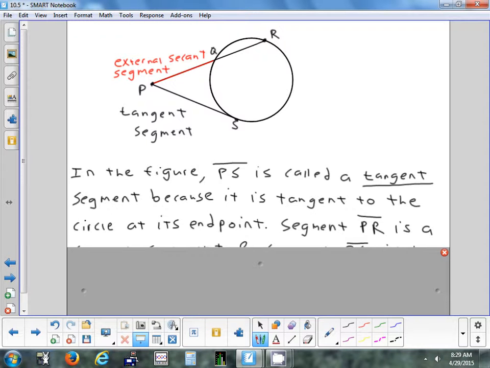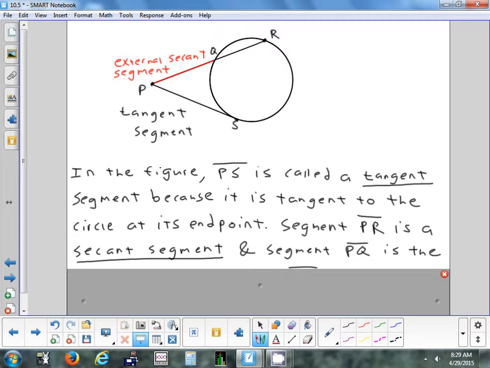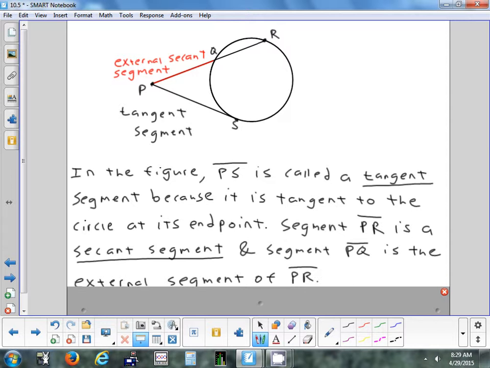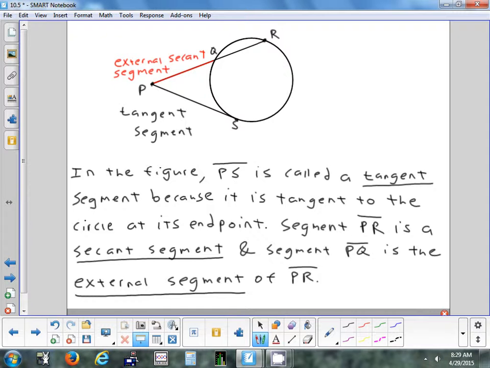Right. So this is what we pretty much just said. Okay. PS is a tangent segment because it's tangent to the circle right at its endpoint. If you can look at the picture and see that, you don't need to write that. Segment PR is called a secant segment, and PQ is the external part of the secant segment. I think this diagram sums up everything in words here. You really don't need all that. That's what's in the book if you want to look at it.